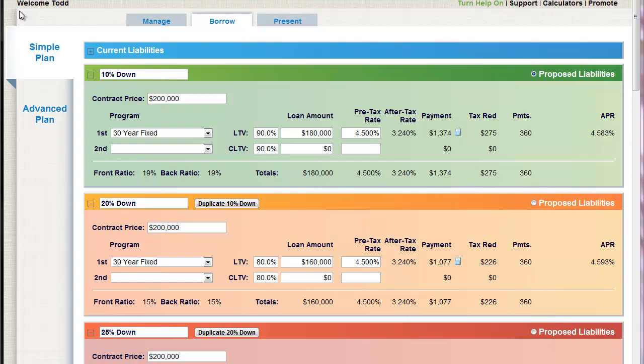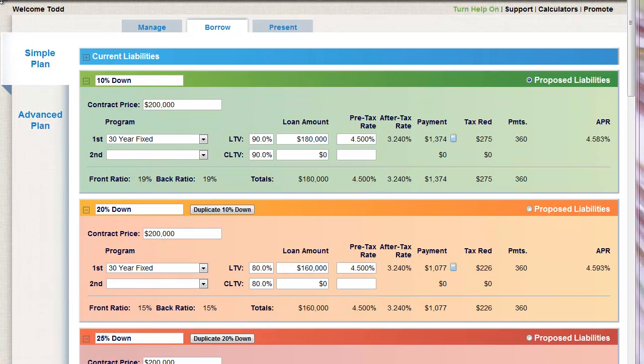Hi, Todd here. I had a question come in that I'm going to work up for you as a sample case. They've got a client who's buying an investment property and they're trying to figure out how much to put down. Should they put down 10% or 20% or 25%?